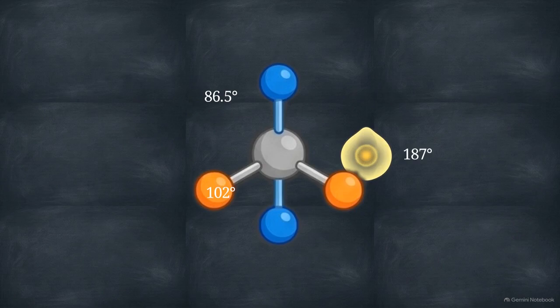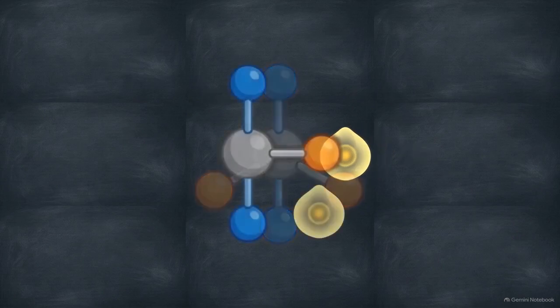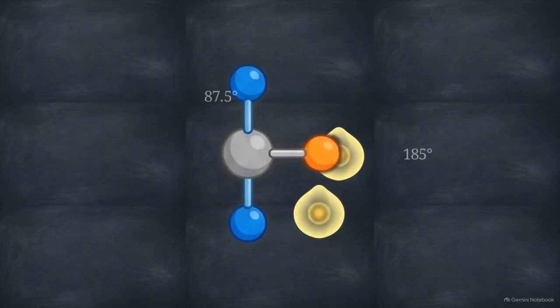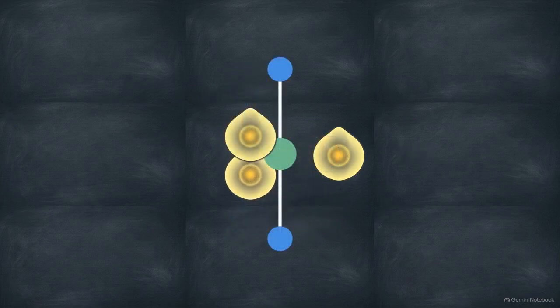As we continue to swap atoms for lone pairs, they keep filling that equatorial ring. 2 lone pairs create a T-shape. 3 lone pairs fill the equator entirely, forcing the remaining 2 atoms back into a straight line.